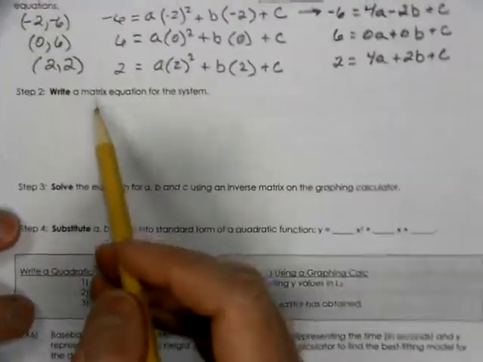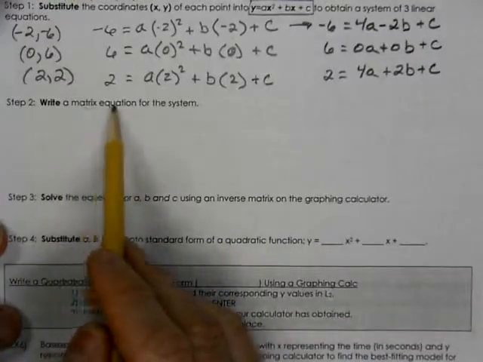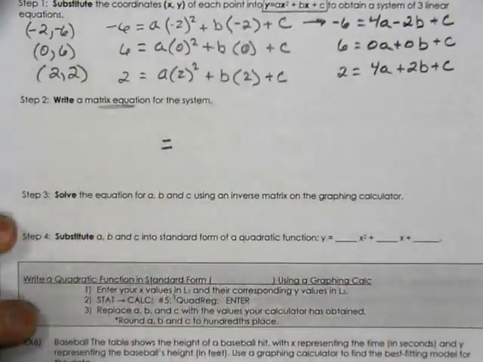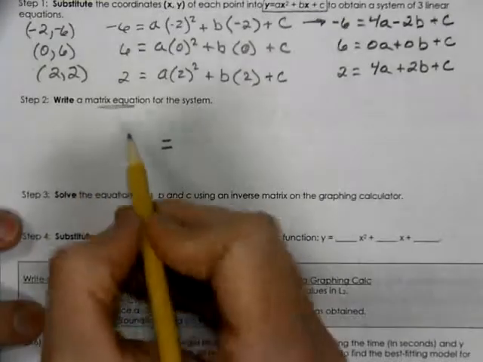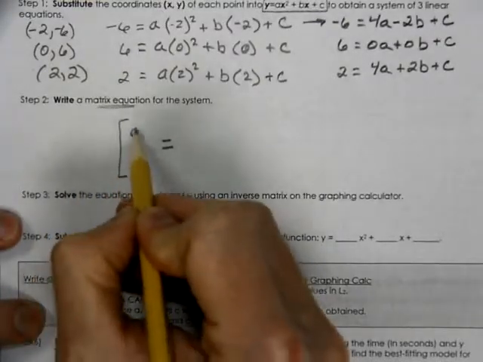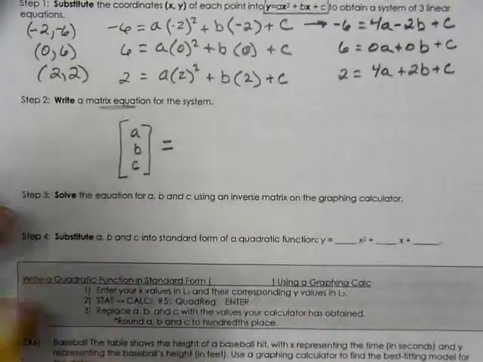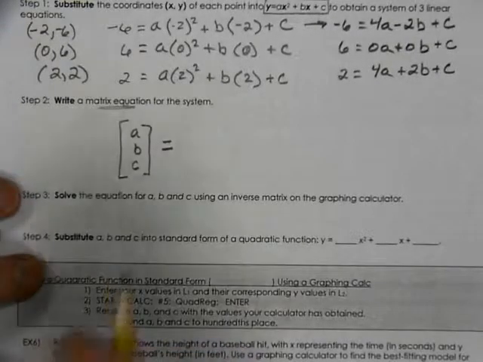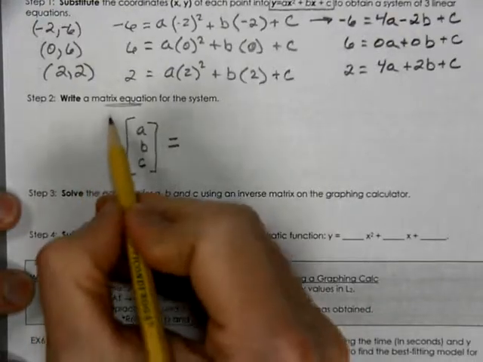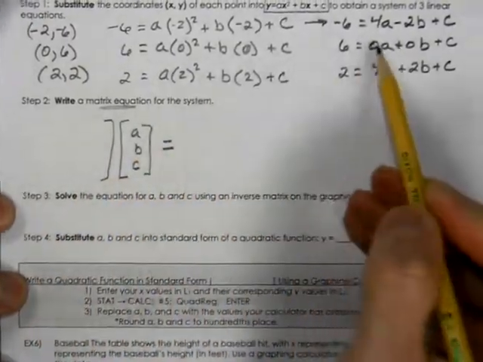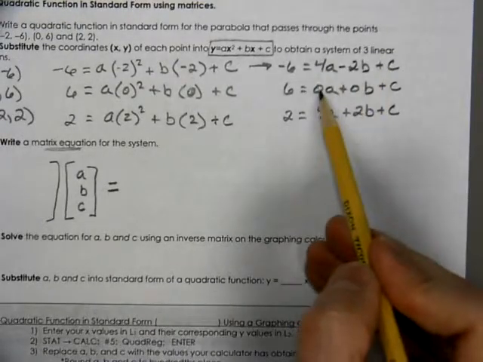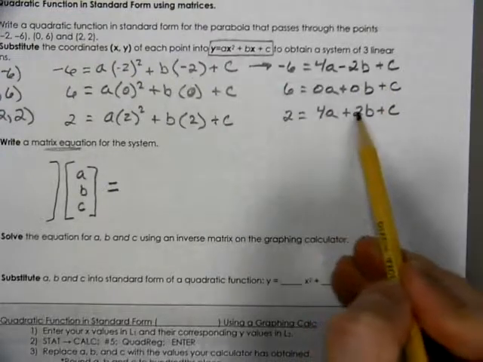The first thing we're going to do with the matrices is write a matrix equation. So we know that an equation has an equal sign in it. An equation has variables in it. So the variables that we're solving for are A, B, and C. And an equation's got to have some numbers in it. So the numbers we're going to use on the left side are going to be the coefficients: the 4, the -2, and the 1, the 0, 0, and the 1, the 4, the 2, and the 1.